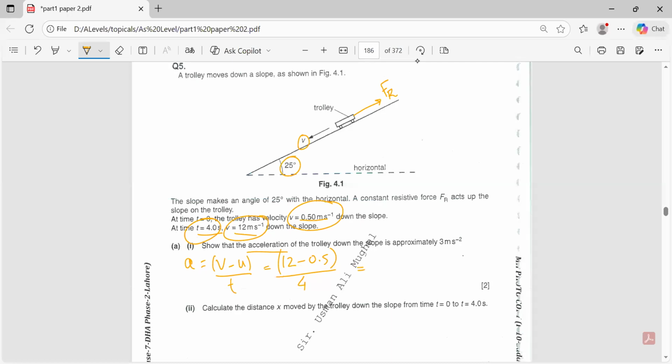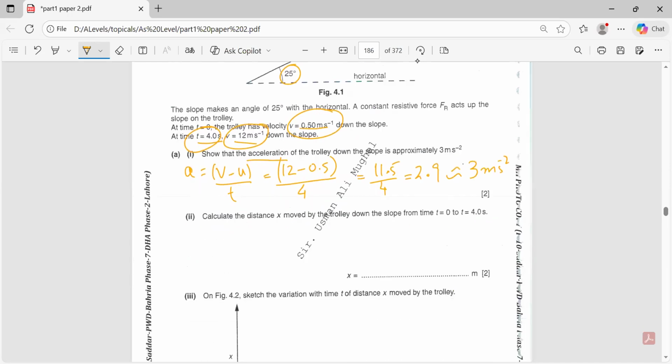So this will appear as what? 11.5 over 4, and this will be approximately equal to 2.9, which is approximately 3 meters per second square. Guys, is this understandable? This is a simple application of the formula for acceleration. So this is how acceleration will be found.